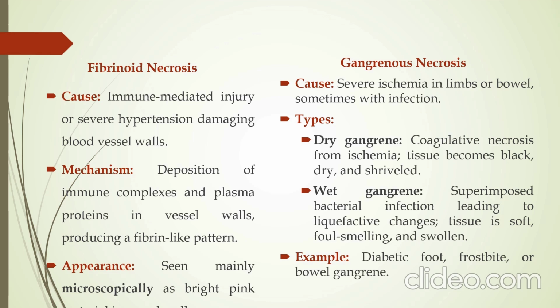Gangrenous necrosis is a clinical term describing extensive tissue death, often in limbs or intestines, due to severe ischemia. There are two forms: dry gangrene and wet gangrene. Dry gangrene is a form of coagulative necrosis, where the tissue is black, dry and shriveled with a clear line separating dead from viable tissue. Wet gangrene, with superimposed bacterial infection, leads to liquefactive changes, making the tissue swollen, moist, foul smelling and soft. Examples: diabetic foot gangrene, gangrene of the intestines due to arterial blockage.